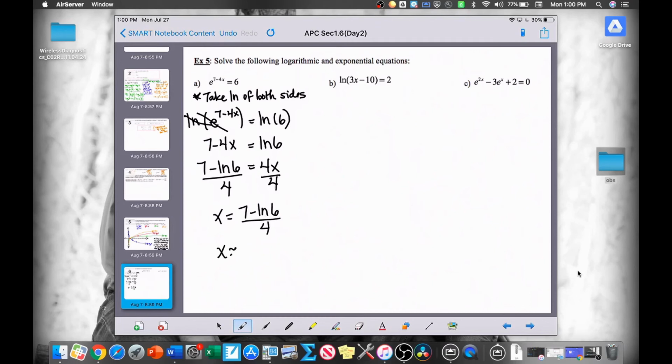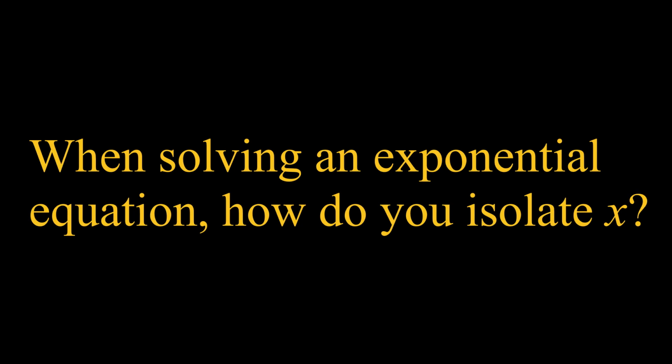If I want an approximate answer, I can then grab my calculator, making sure that I put parentheses around the numerator, 7 minus natural log 6, then divide that by 4. I get x is approximately equal to 1.032. So here is our answer for letter A.